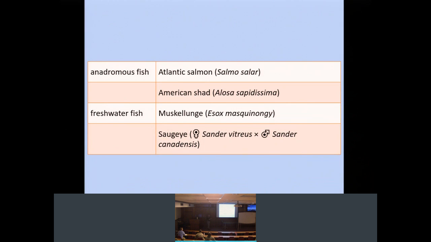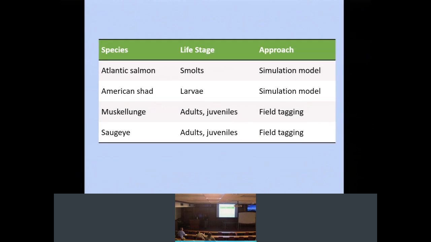Okay, so the fish I've been studying this on are two species of anadromous fish, Atlantic salmon and American shad, and two species of freshwater fish, muskellunge and saugeye. Saugeye is a hybrid between walleye and sauger. In the Atlantic salmon and the American shad, I studied this in the young stages or the juvenile stages, so the smolts for Atlantic salmon and the larvae for American shad, and this is done through simulation modeling. For the muskellunge and saugeye, I studied that at the adults and the juveniles, but not the young juveniles. I think later in the talk I'll refer to them as subadults. And this is done through a field tagging study.